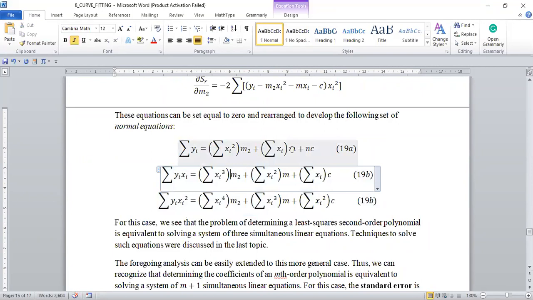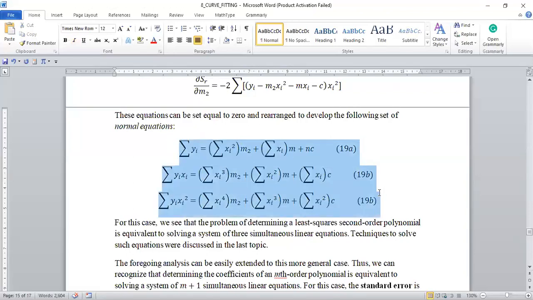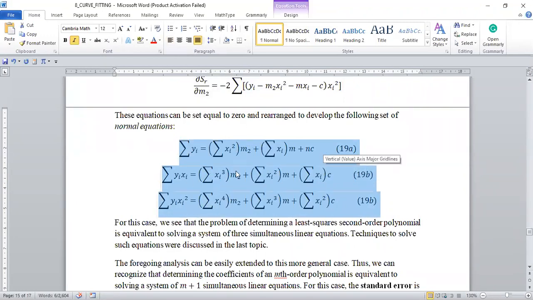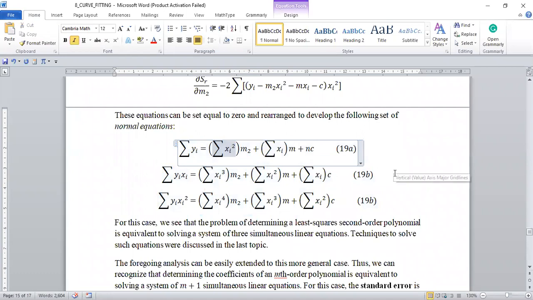Because we want to solve for M, which is the slope. We want to solve for C, which is the intercept. Then the last coefficient, M2. So that's my question. I need feedback from you guys. So what are these sets of equations and how do we solve it? I'm waiting for an answer.